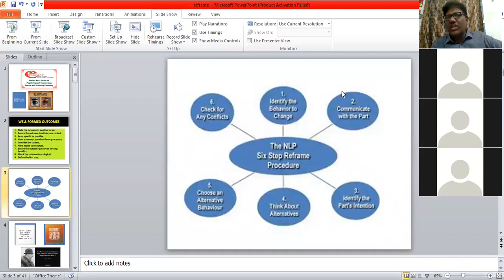Okay, so is there any question? Any question from the members? We will check for the conditions, then we will implement the behavior. After implementing the behavior, we will check the behavior. We will trigger it and see whether the particular reactions are coming or not. So that is the complete NLP 6-step reframe. Okay. So if you have any questions you can ask. The forum is open for any questions.